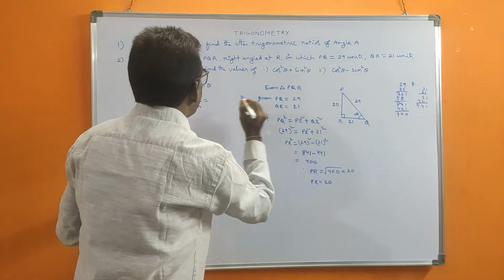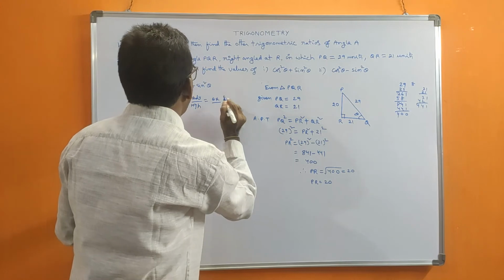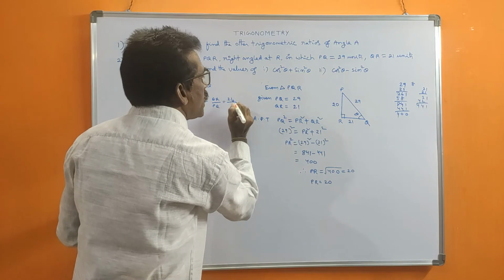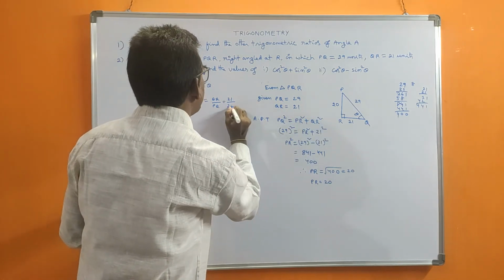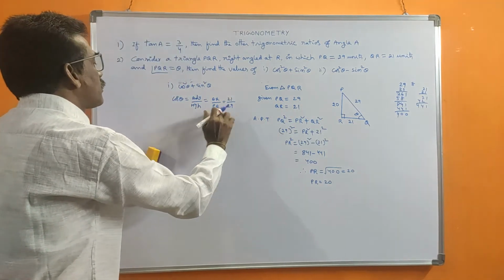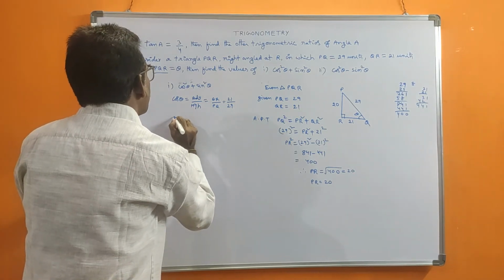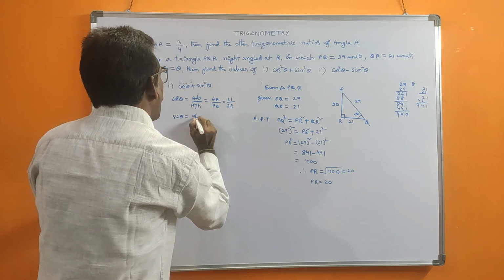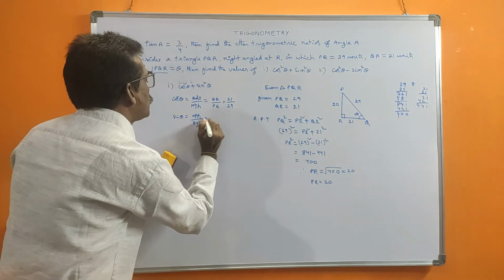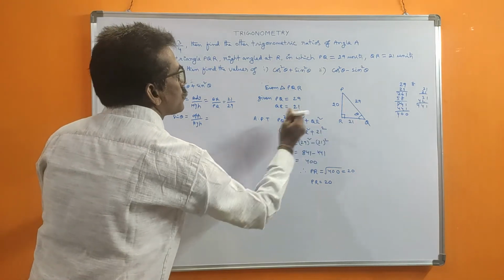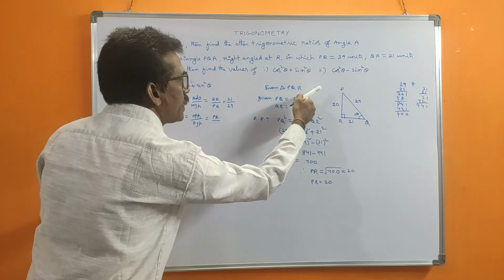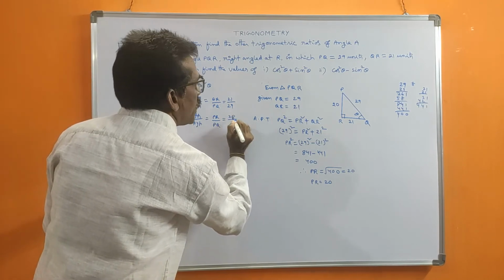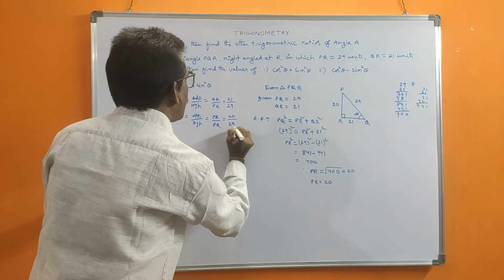For this theta, adjacent side is QR by hypotenuse is PQ, that is 21 by PQ is 29. So cos theta value is 21 by 29. Now you calculate the sin theta value. Sin theta is what? Opposite side by hypotenuse. So what is opposite to this one? PR. PR by PQ. That is PR value is 20 by PQ value is 29.